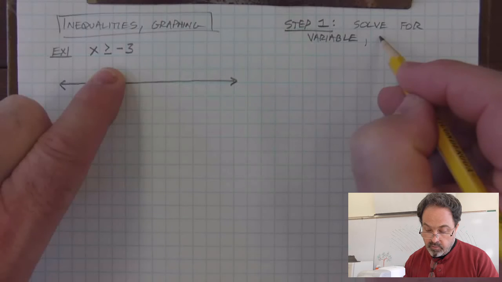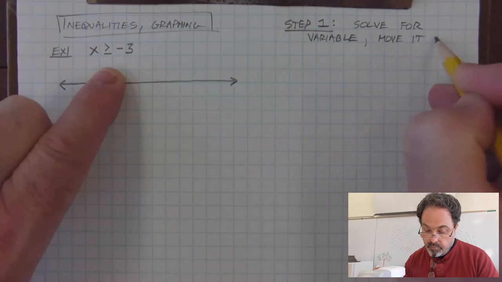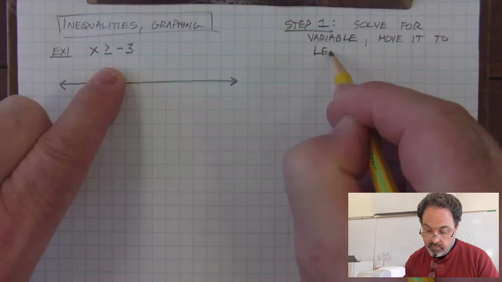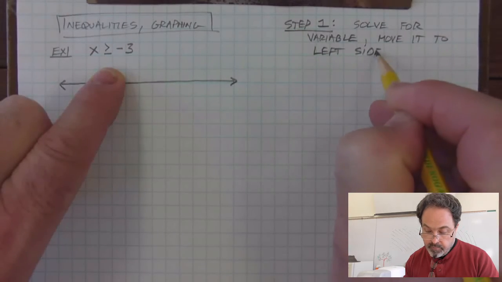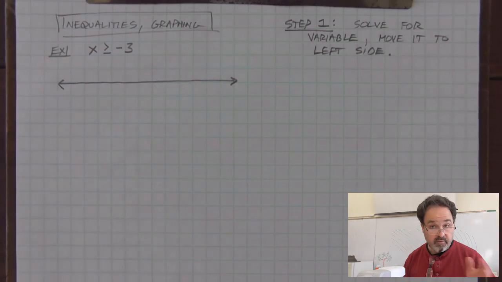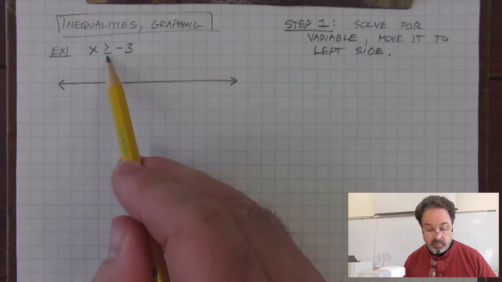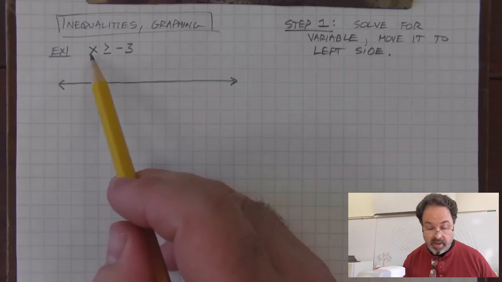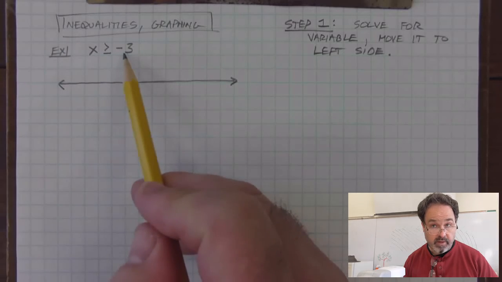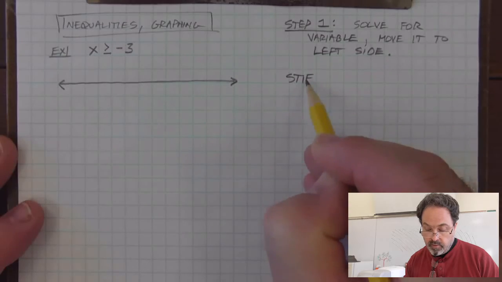And in the case of inequalities, move it to the left side. The variable is solved for in this example, and it's on the left. When we deal with inequalities, it's very helpful for the variable to be on the left because then the inequality symbol is very intuitive. We know that x is greater than or equal to -3. In graphing, then, we're going to go on to step number 2.